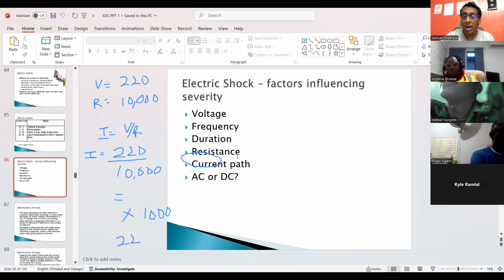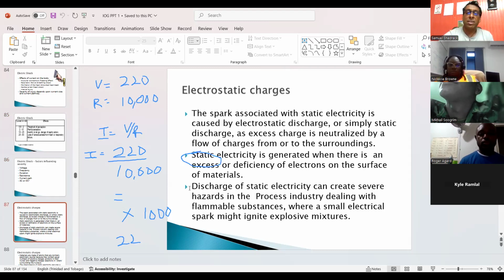Resistance: if you have full PPE, some sort of insulated footwear on, the current pathway is more difficult. It's a phenomenon; it's not predictable how the current would enter and leave your body. Whether it's AC or DC also has an effect. Electrostatic charges, I think I finished off with the formula. I could clean it if you want, or I can leave it there if anybody is still taking it down.